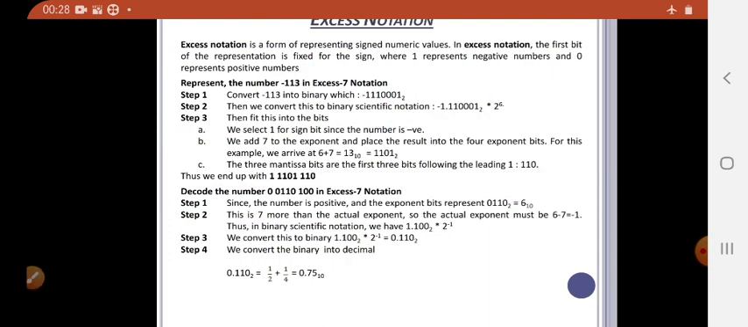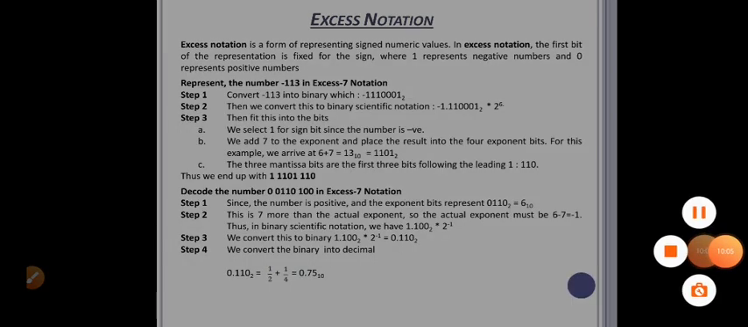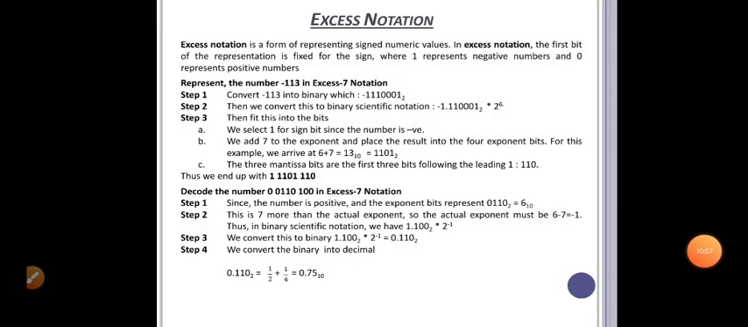Next, as we are representing any number in excess 7 notation form, we can also decode any binary number from excess 7 notation form. And what do we have to do? We have to just reverse our working. How? See, decode the number 0 0 1 1 0 1 0 0 in excess 7 notation form.